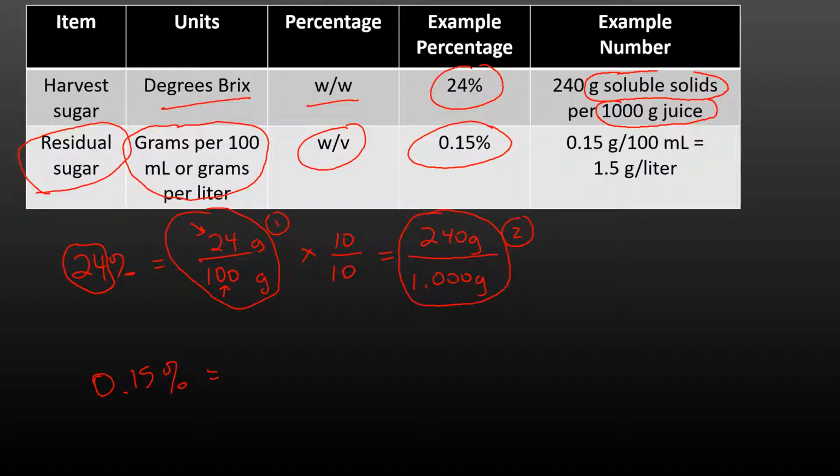weight to volume percent, like 0.15%, which we know now equals 0.15 divided by 100, right? Percentage is just a fraction with 100 in the denominator. And we know this is a weight to volume, so this is going to be grams per 100 mils. So it's 0.15 grams per 100 mils. If we want to express that as grams per liter, maybe we're a young winemaker and we're more used to expressing as grams per liter, we multiply by 10 over 10. And so we have 1.5 grams per 1,000 mils, which of course equals 1 liter.